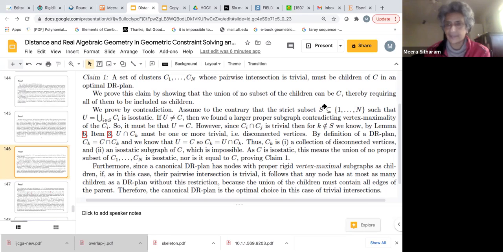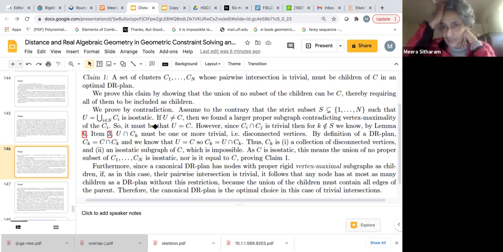By definition of the DR plan, and because the whole thing is independent, the nodes being rigid implies they're actually minimally rigid. So if this U is not C, then we found a larger proper subgraph contradicting vertex maximality. So it must be that U is equal to C. By the way, we already said that we can without loss assume vertex maximality, because we can always introduce intermediate nodes in the DR plan that ensure vertex maximality without increasing the fanon.